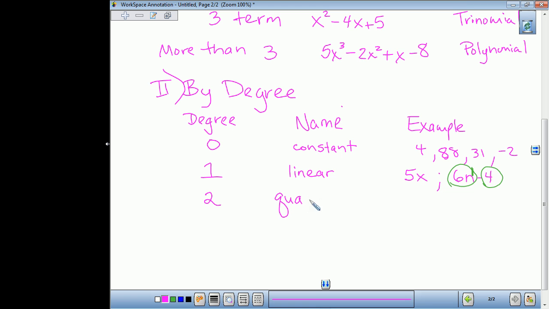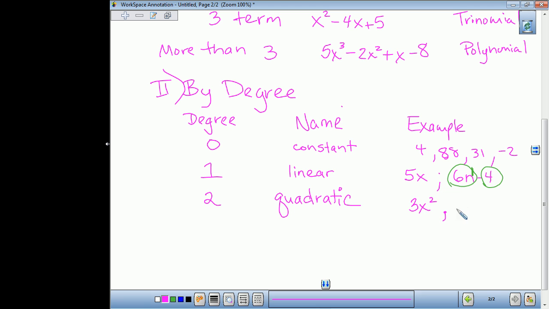So let's do second degree. This one's called quadratic. So an example of a quadratic might be like 3x squared. This would be a quadratic monomial because the degree is 2 and it just has 1 term.